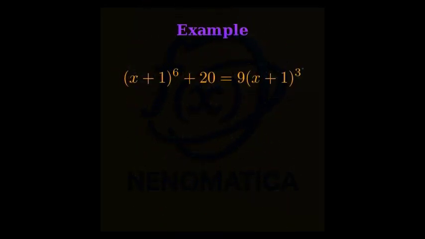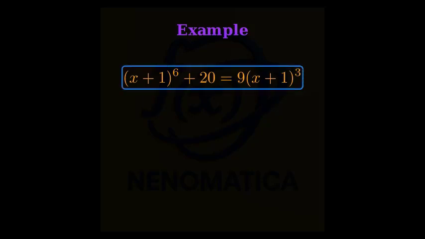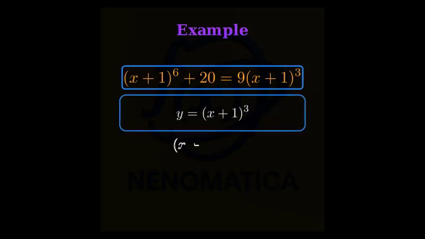Example. Solve the equation (x plus 1) to the 6th power plus 20 equals 9 times (x plus 1) cubed, using a helper variable substitution. Notice that the expression (x plus 1) cubed repeats. We can set a helper variable. Let y equal (x plus 1) cubed. This turns the 6th power into y squared.